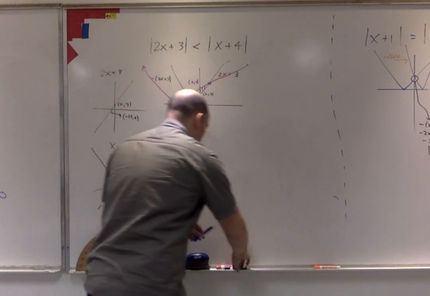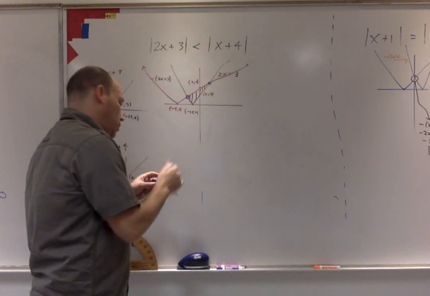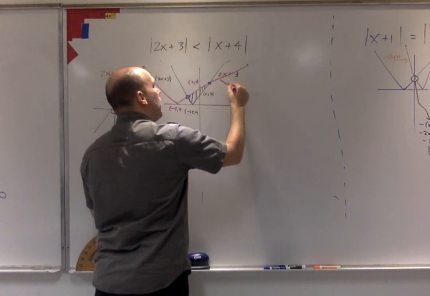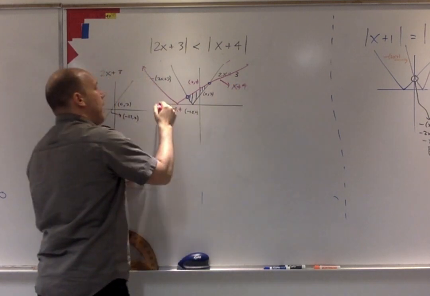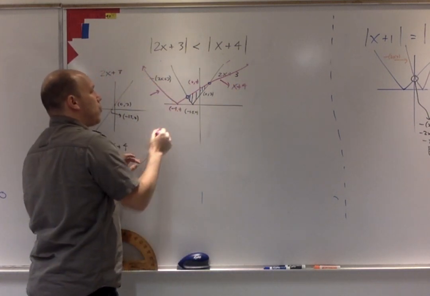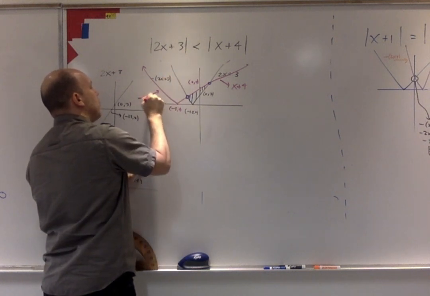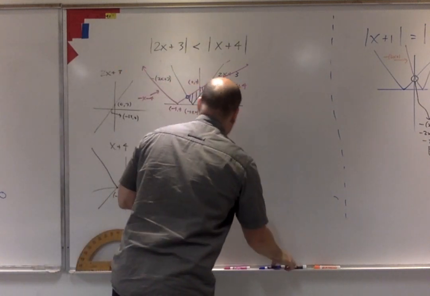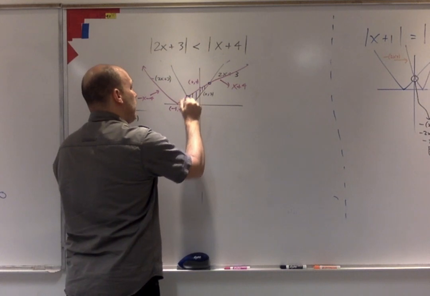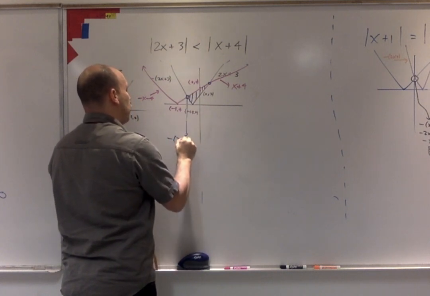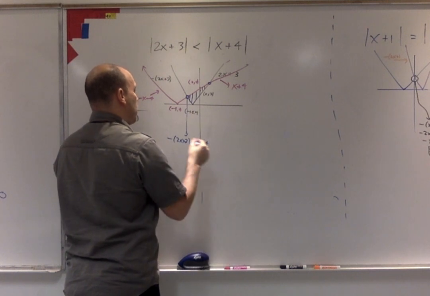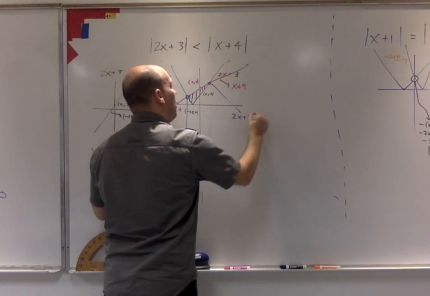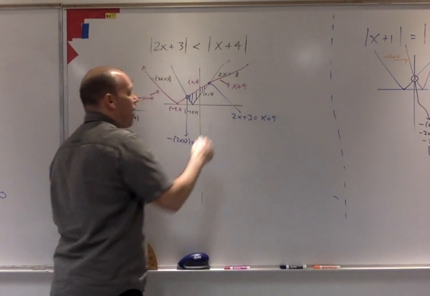The question is, what equations am I going to use? Well, let's figure this out. What I didn't write was the pink branches. This pink branch is x plus 4. This pink branch is negative x minus 4. Now that's fine. I don't need that pink branch. The two equations I'm going to solve: the first point I'm going to use negative 2x plus 3 equals x plus 4 to solve that one. Then I'm going to use 2x plus 3 equals x plus 4 to solve that equation.